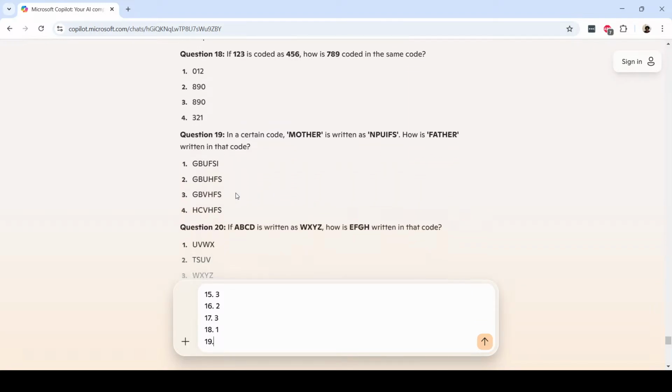In a certain code, mother is written as this. So M is N, O is P, T is U, H is I. So it's clear, very simple, that it's the next letter only. So E is F, so G. Okay, we have G, B, and T. So T, we already had U. So G, B, U. Okay, only the first two options are there, so the last character will be sufficient. So for R it is S. Answer is 2.